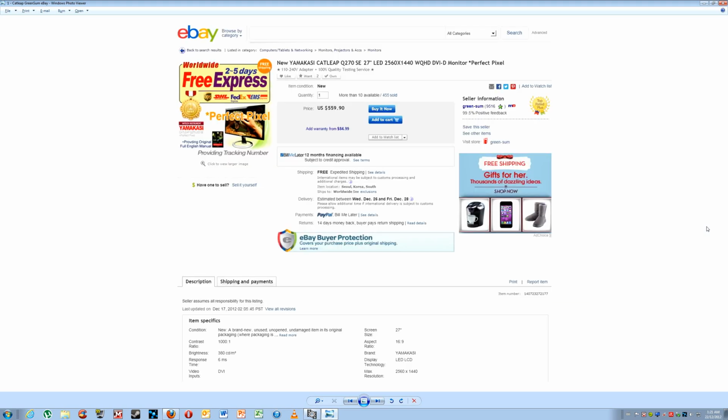So it basically started last year, late 2011, as I understand. A bunch of monitors available on eBay suddenly became very, very popular. In particular was the Yamakaze Cat Leap that you see here, in particular sold by Greensum and some other eBay sellers, which were very, very affordable.